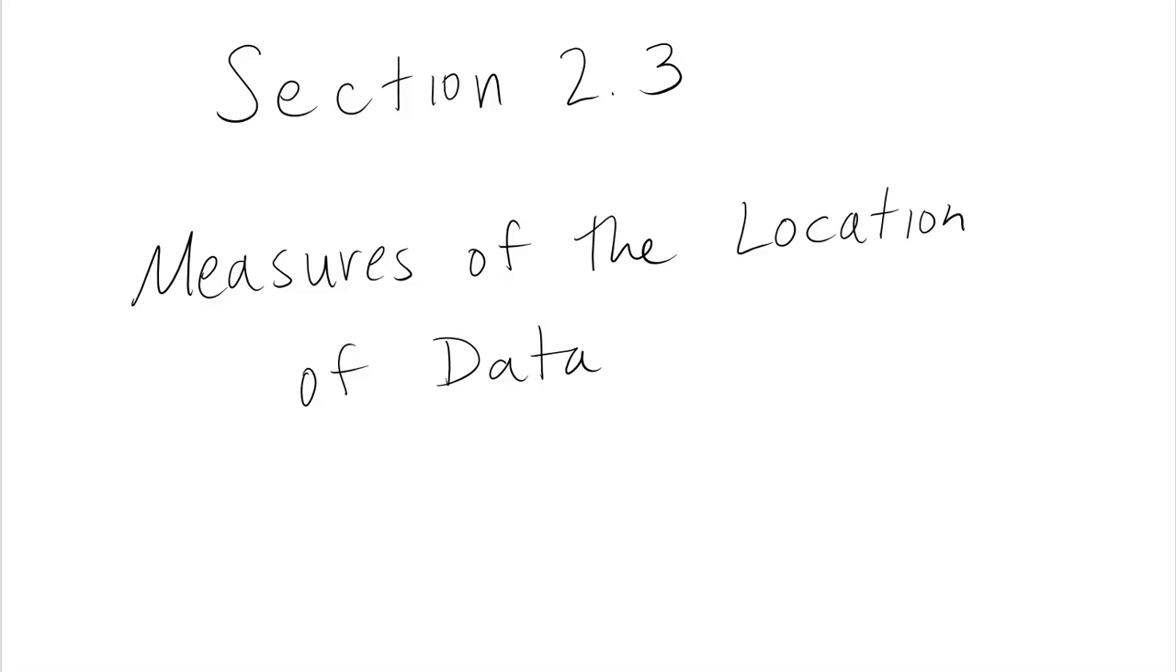In this lecture, we'll be discussing section 2.3, which is on the measures of the location of data. So we've already discussed measures of the center of data, what we would commonly refer to as averages. We've talked about measures of variation, so how spread out the data is. And now we're going to talk about measures of location or position.